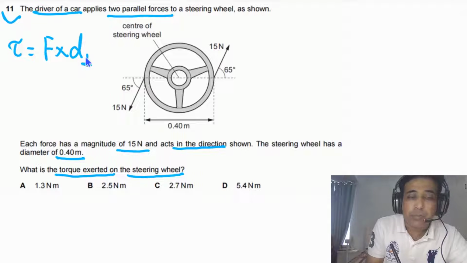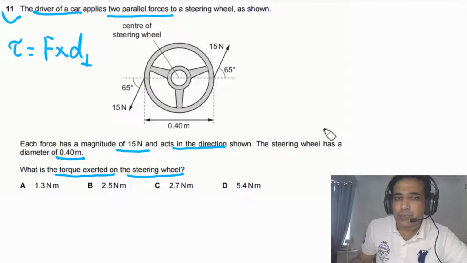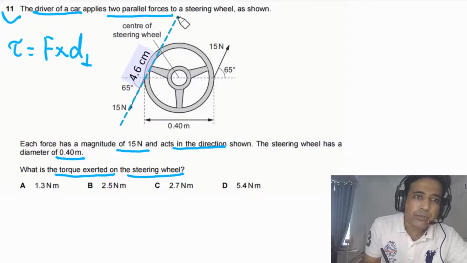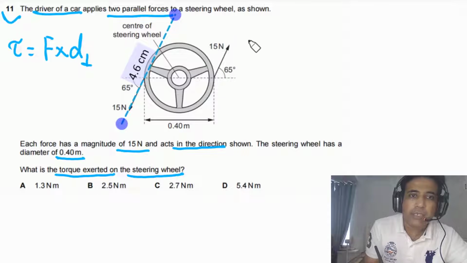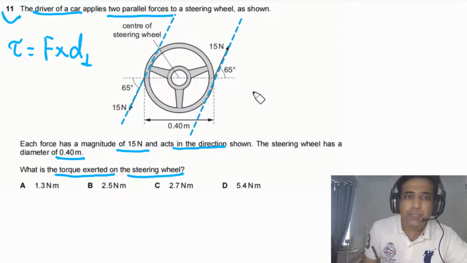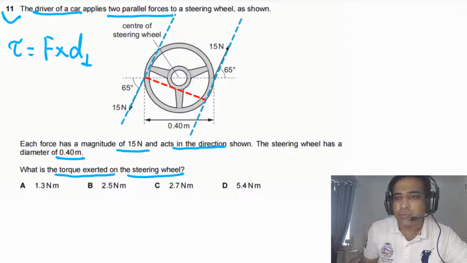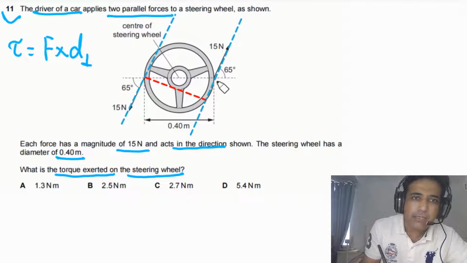So we have to take the perpendicular distance and we need to take one of the forces. These forces are equal in magnitude. So we can draw this line here, which is the line of action of one force, and we can also draw one line here, which is the line of action of the other force. The perpendicular distance between these two, simply we can draw one perpendicular from here. Now you can see, if this angle is 65, this also has to be 65, and this side of the triangle is 0.40 meters.